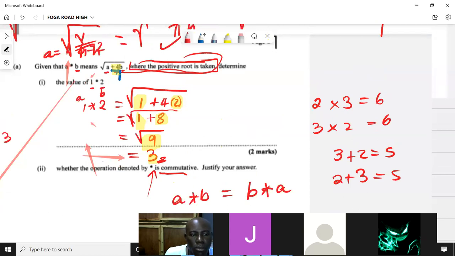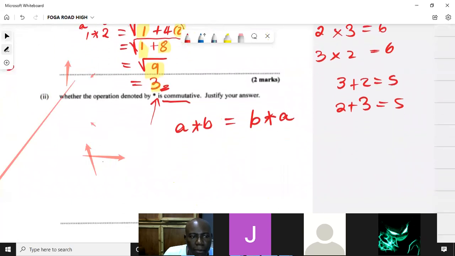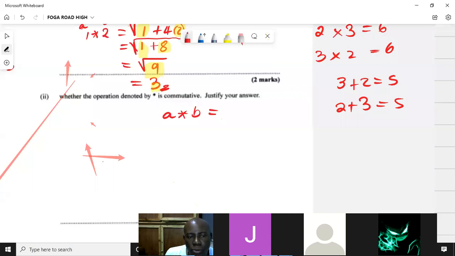Now, let me write back what they started with. Remember, they told us that 1 asterisk 2 is equal to, oh, my bad. Hold on. Let me not write anything in there. Let me take off these. A asterisk B was said to equal to this.